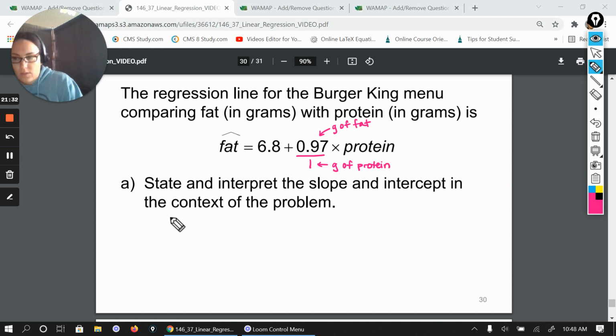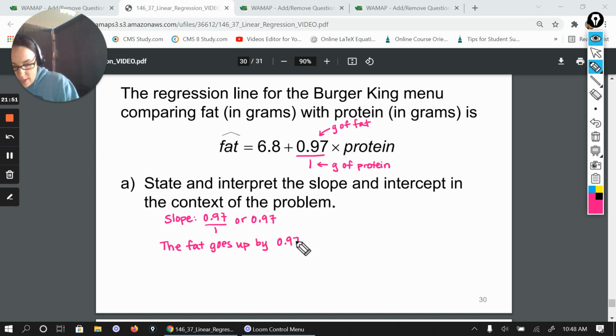Okay, so the slope is 0.97 over 1, or just 0.97. You don't have to write it over 1. This means that the fat goes up by 0.97 grams for each additional gram of protein.